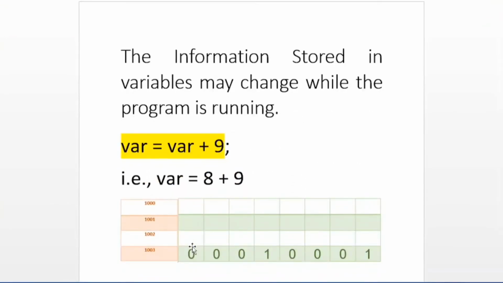So this is the first part of the variable's definition. The second part is that the information stored in a variable may change while the program is running. How may that information change? As a result of some arithmetic operation like multiplication, addition, subtraction, division, or some assignment operation. Here, the first one is addition. var is holding 8, and 8 plus 9 is 17. This 17 is assigned to var.